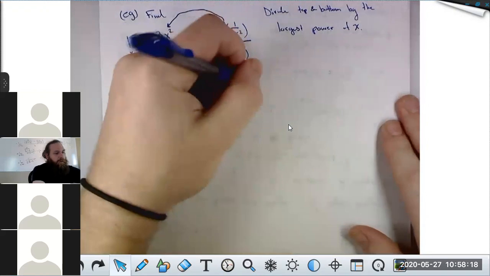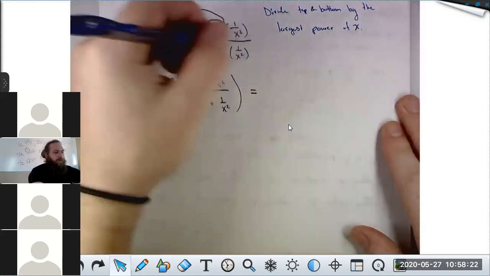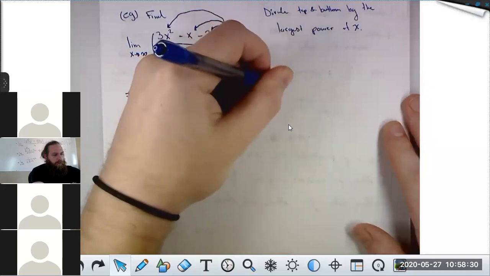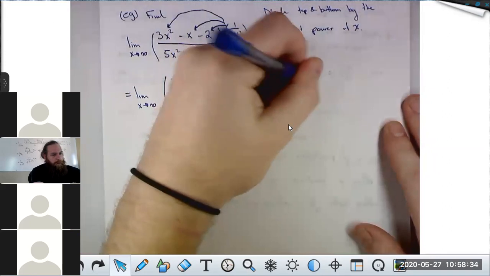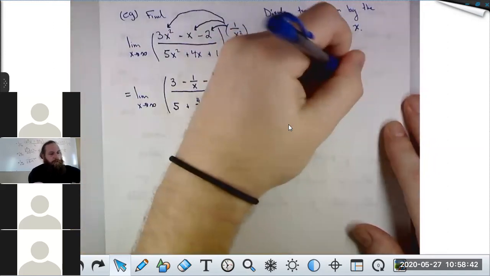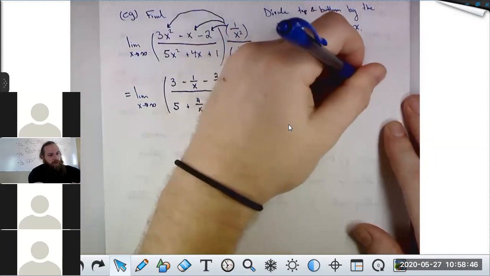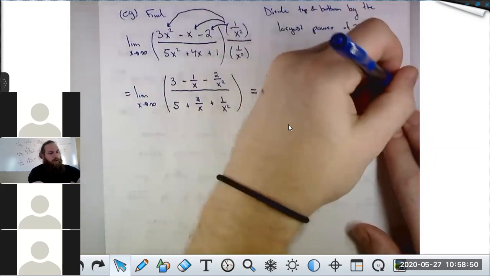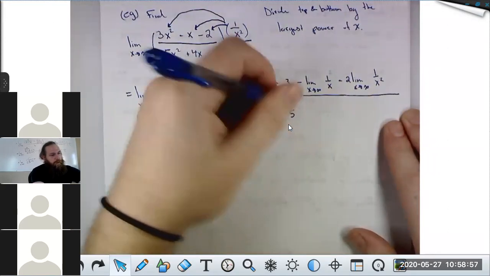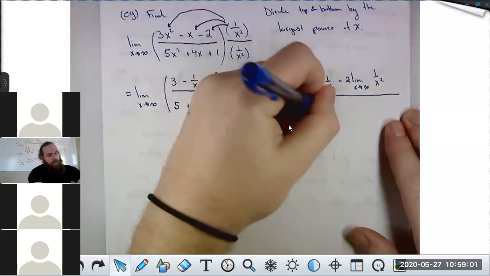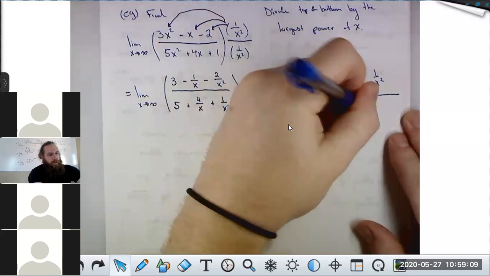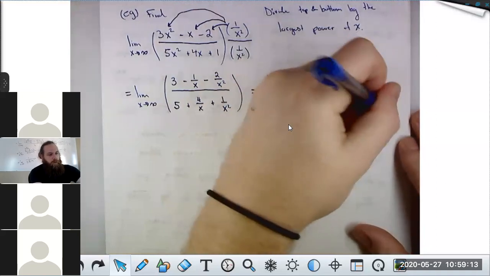And now I can use my limit laws. I can take the limit of each of those pieces on their own. So here's what I get. I get the limit as x goes to infinity of 3 minus the limit as x goes to infinity of 1 over x minus, I'm going to pop the 2 out, limit as x goes to infinity of 1 over x squared, all divided by the limit as x goes to infinity of 5, plus I'm going to pop the 4 out, limit as x goes to infinity of 1 over x, plus limit as x goes to infinity of 1 over x squared.